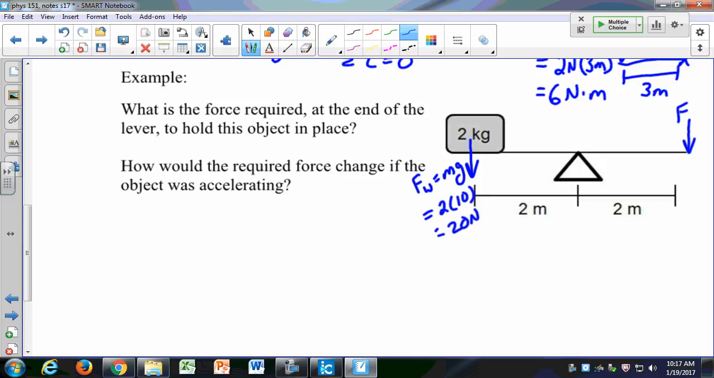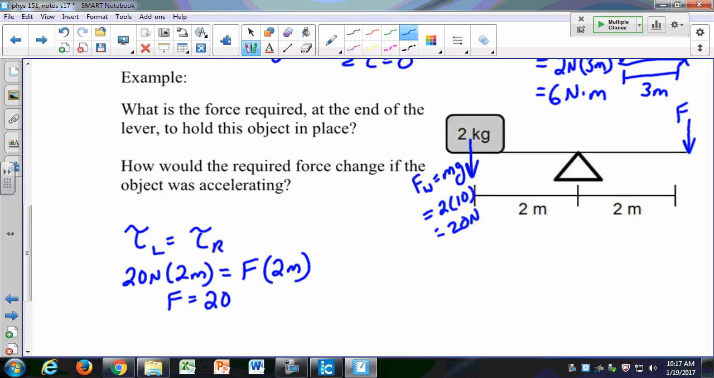I would say that the torque on the left-hand side has to equal the torque on the right-hand side, so that the net torque would be 0. This would be 20 newtons times 2 meters equals the force times where it's applied, which is 2 meters, and that force then, solving that, is going to be 20 newtons, because the 2's cancel out. The 10 is the acceleration due to gravity. So it comes back to this idea that weight is our mass times g. Whenever we know the mass, the weight is actually that times 10 meters per second squared. It comes from Newton's second law, F equals ma.